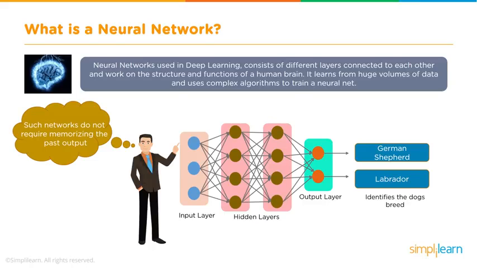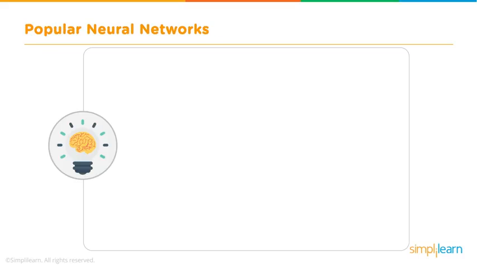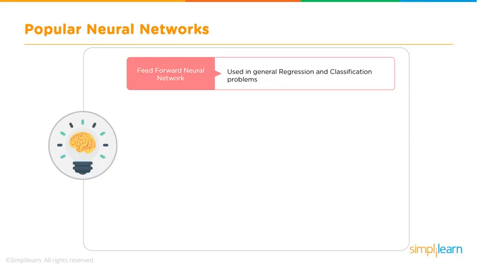So as we're looking at this, we're going to change it up a little bit. Before we cover that, let's talk about popular neural networks. First, there's the feed-forward neural network, used in general regression and classification problems.